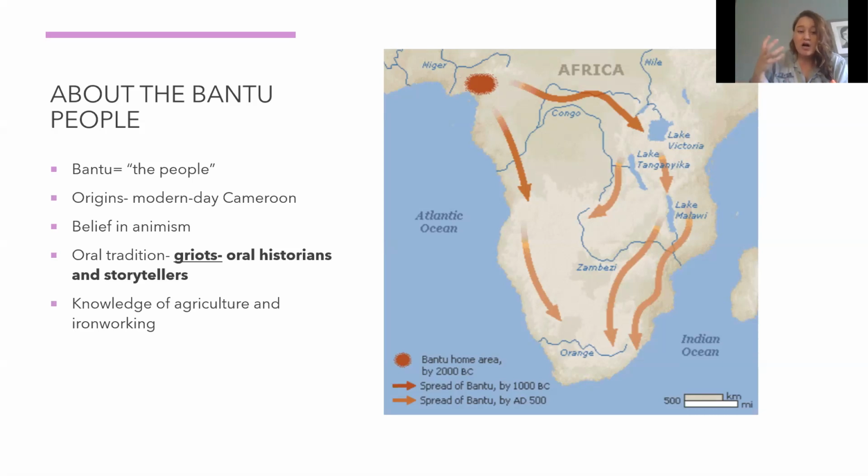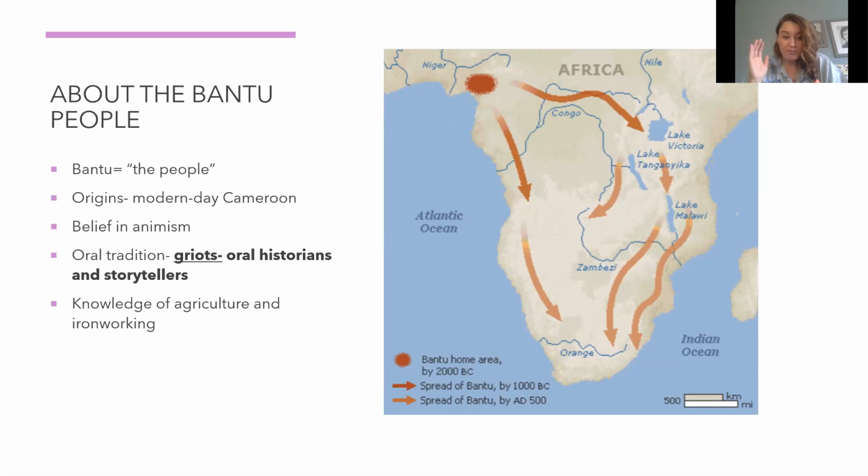So their oral historians and storytellers were called griots, and they would be responsible for remembering the histories and all of the stories that go along with both the history of a group of people, of a culture, of a tribe, and the things that that culture believes about religion and what they want to teach their children. So that is a really important feature of the Bantu people, or the early Bantu people.